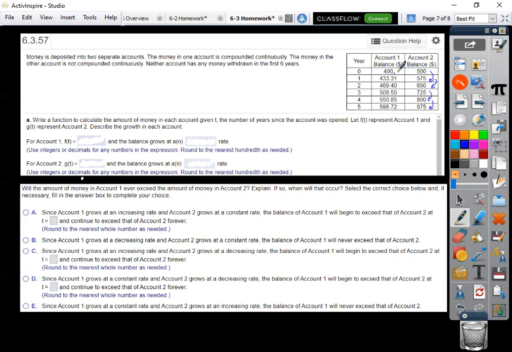The second one, or actually the first one here, it's increasing as it goes up. So over here it says that it is compounded continuously. So let's remember how that formula looks. It's P times e to the rt to figure out how much money is in the account. So we'll need to use that there.